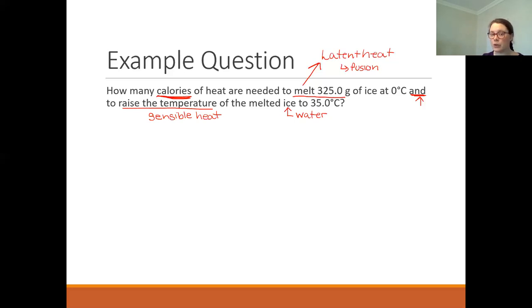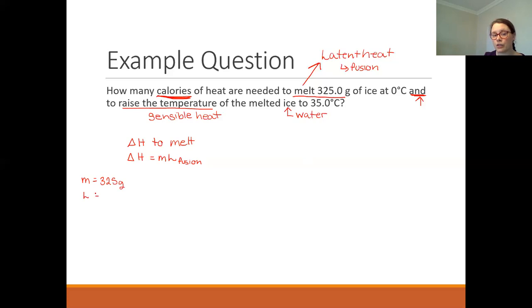So we have sensible heat and we have latent heat. Let's look at what formulas we're going to need to use. So first I need to find out what is the delta H to melt. The formula for that, for latent heat, is delta H equals M times L of fusion, which means we're going to have to find some information. So first of all, we have a mass of 325 grams.